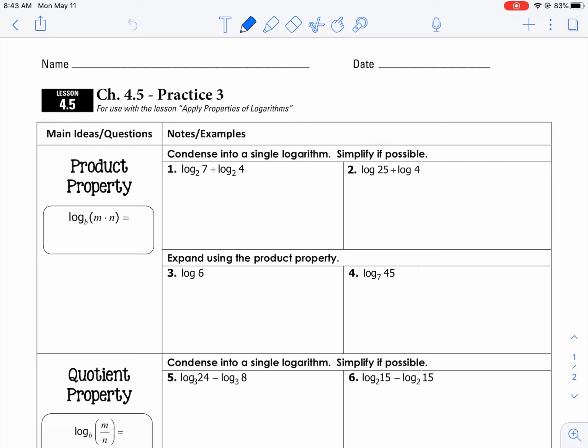Morning. We're going to continue on with section 4.5. I wanted to give you more practice with it because it's actually pretty useful, and you will do it again in college, if that's your plan to go to college. So I want to make sure we get pretty good at this.